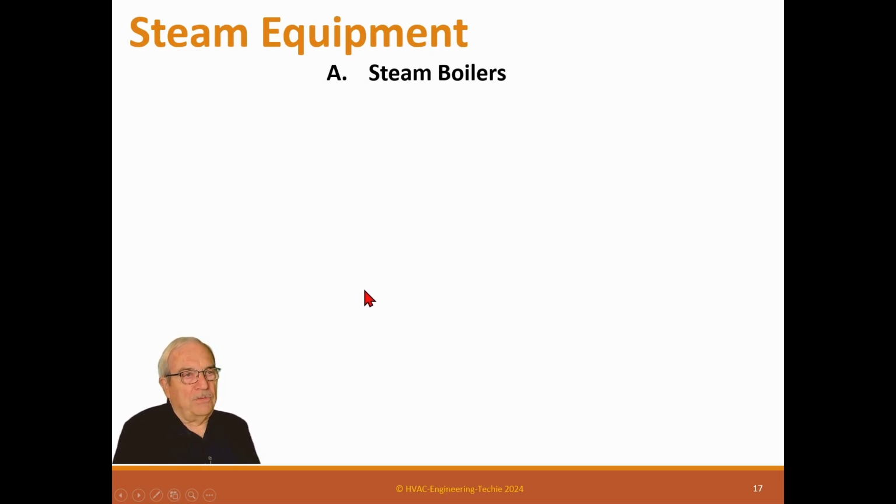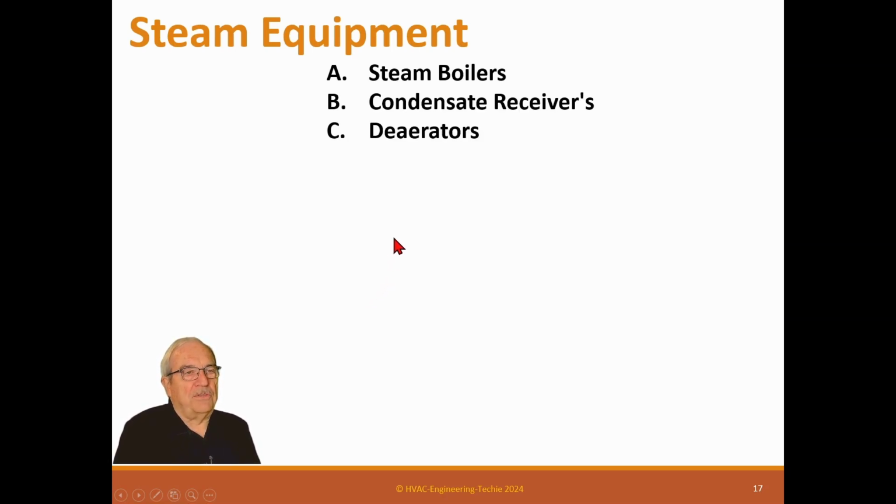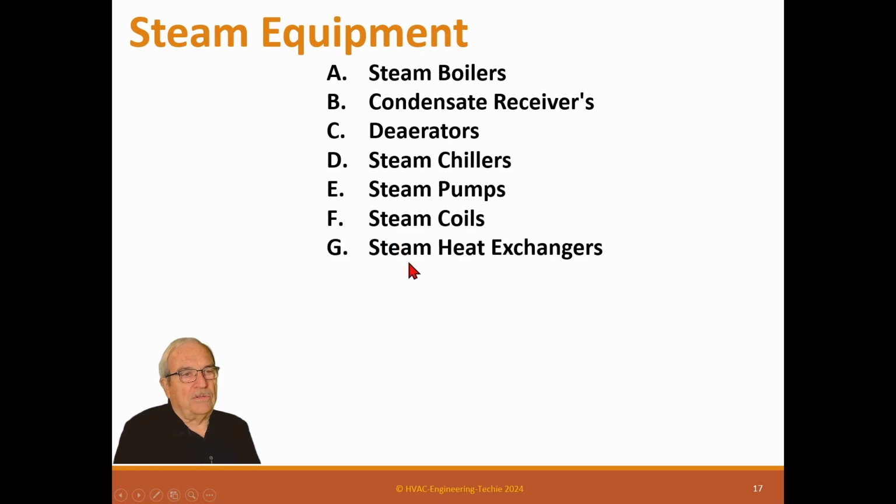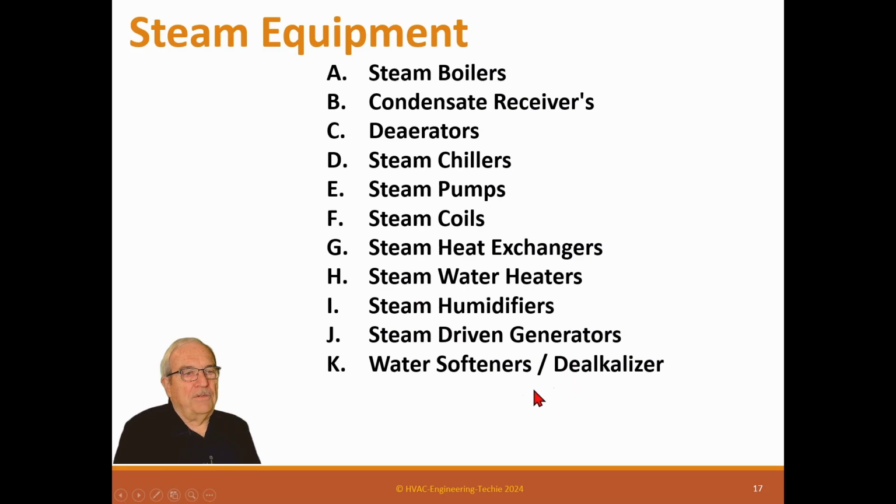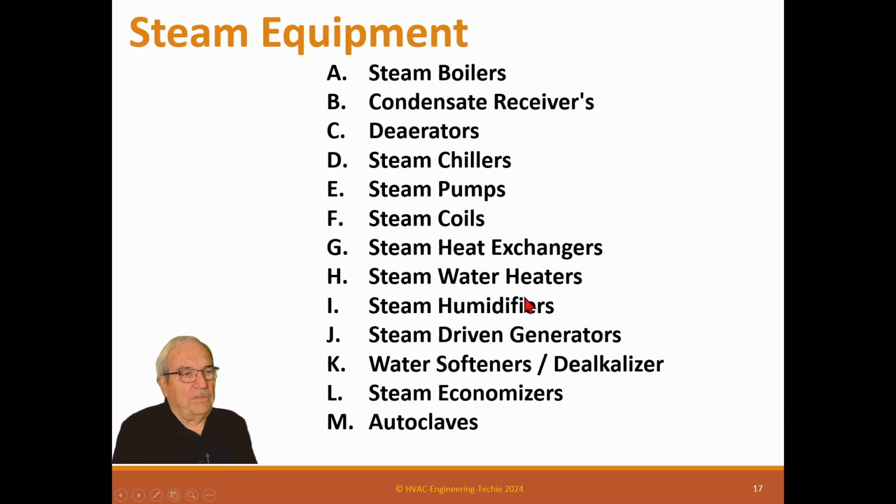Steam equipment, what do we use? What kind of equipment do we use in steam? We have steam boilers, condensate receivers, deaerators, steam chillers, steam pumps, steam coils, steam heat exchangers, steam water heaters, steam humidifiers, steam-driven generators, water softeners, dealkalizers, steam economizers, and autoclaves. And we'll talk about all those. There's probably more steam equipment, but not many. These are almost all that we use. One thing I didn't put in here is we do have some steam cookers directly. I didn't put any kitchen equipment in here, but that's another thing we use.